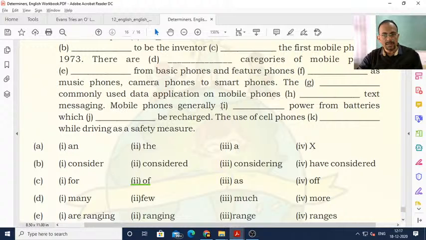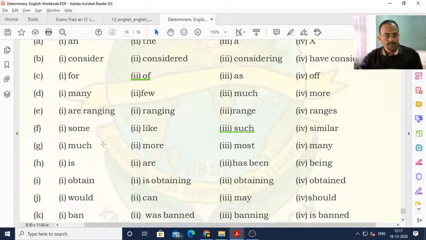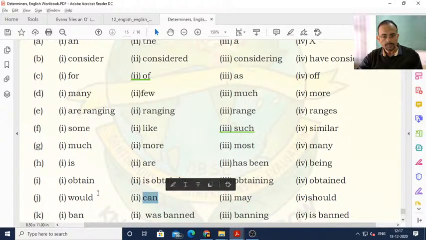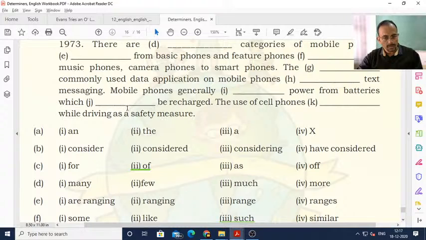Mobile phones generally obtain power from batteries which dash be recharged. So let's find out number J: which can be recharged.